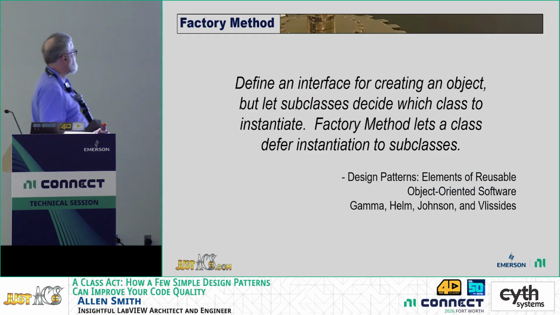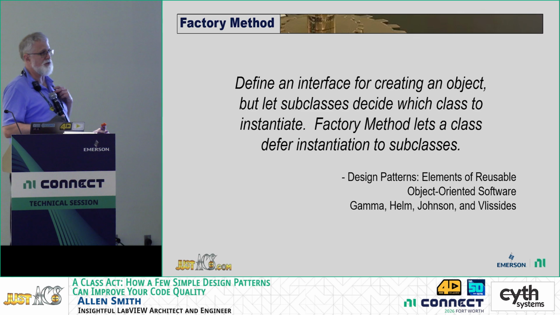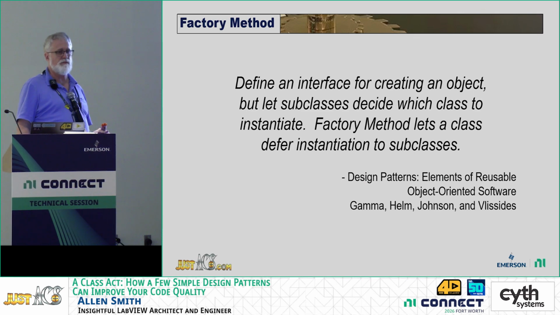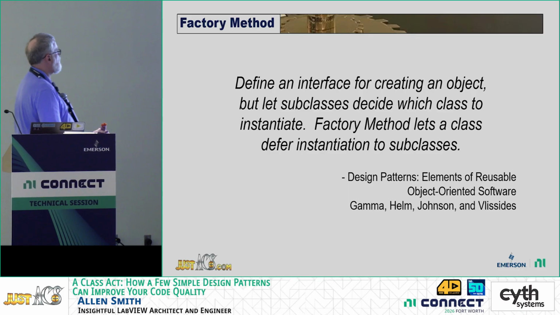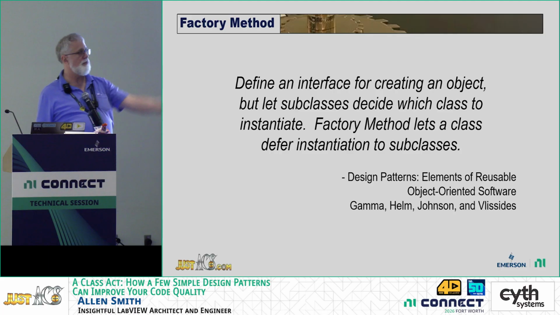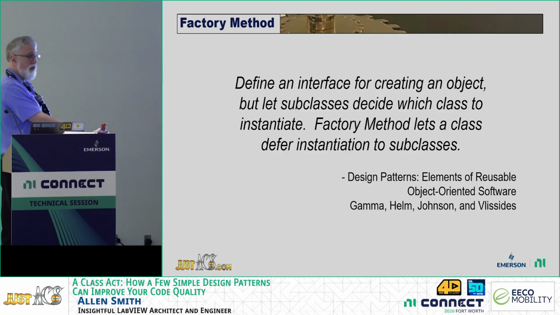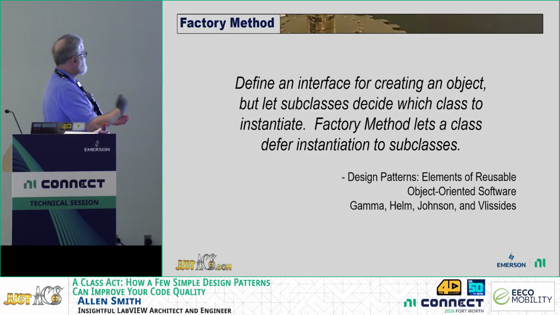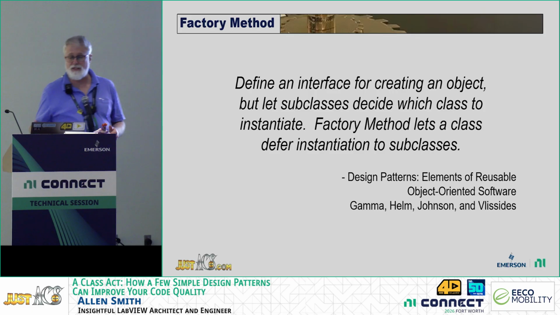Factory method: define an interface for creating an object. The interface is, given this factory, call its getInstruments. That is the interface. But let subclasses decide which class to instantiate. Am I closed set? Am I plugin? Am I simulator? Factory method lets a class defer instantiation to subclasses.